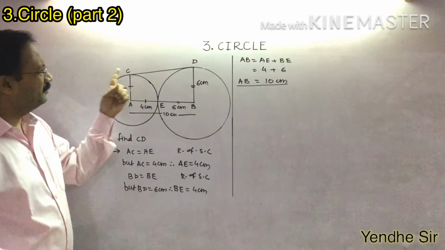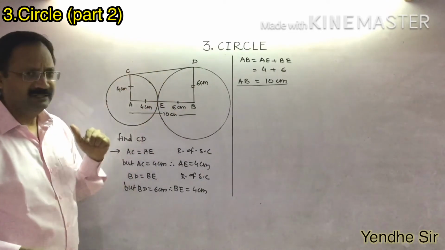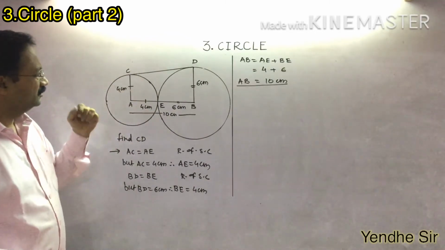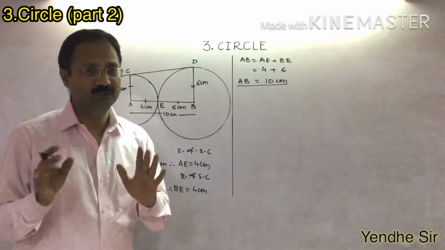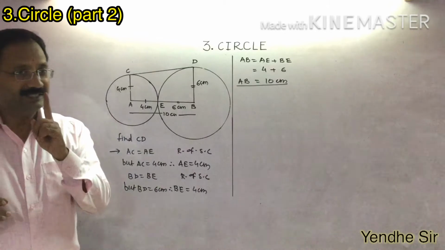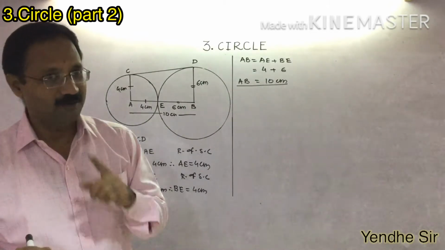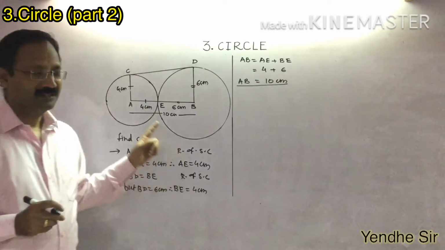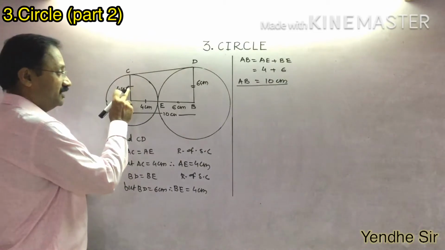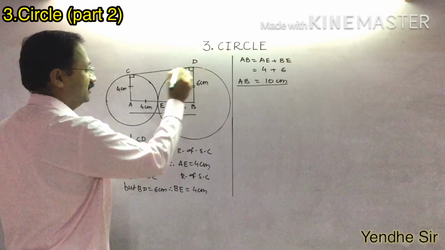Then, but how can I find out the CD? Is there any connection between AB and CD? No, there is no connection between AB and CD. Then, first property I used. Which is the second property? Yes. If the tangent and the radius are there, this is the radius, this is the tangent. It makes a 90 degree angle.